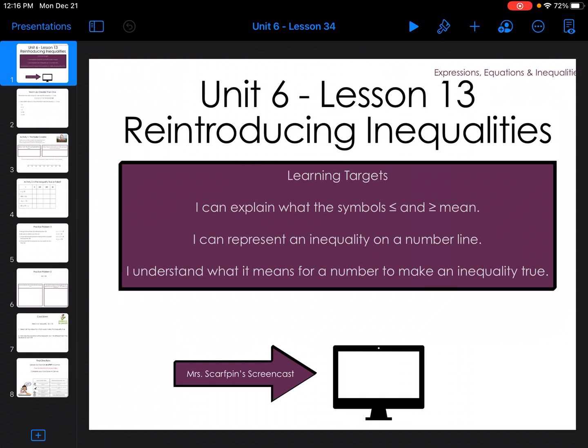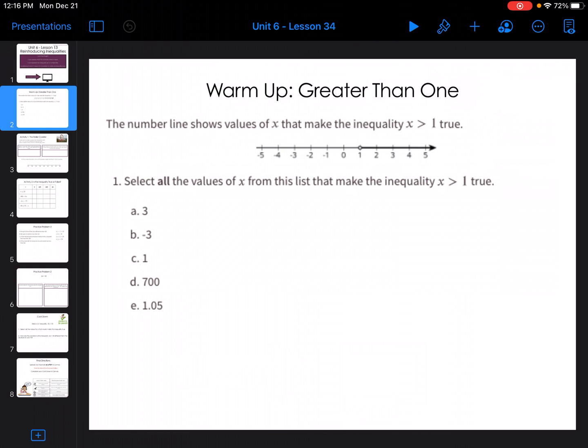All right, Unit 6, Lesson 13, we're reintroducing inequalities. So we did inequalities before COVID, and it's graphing open and closed alligator, open and closed dot, left and right, that kind of thing. I can explain what the symbols less than or equal to and greater than or equal to mean. I can represent an inequality on a number line, and I understand what it means for a number to make an inequality true.